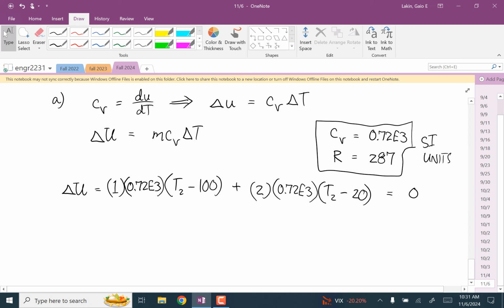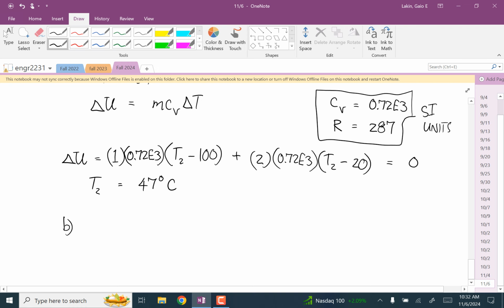So go through the calculation and you get that T2, that equilibrium temperature, is equal to 47 degrees Celsius. So we don't need the entropy for that part. To calculate the equilibrium, you're just using energy. That's right, in both of those cases. But what we haven't done yet is determine whether the temperatures are converging or diverging. So that's what we're going to do now, and that's where we're going to use entropy.